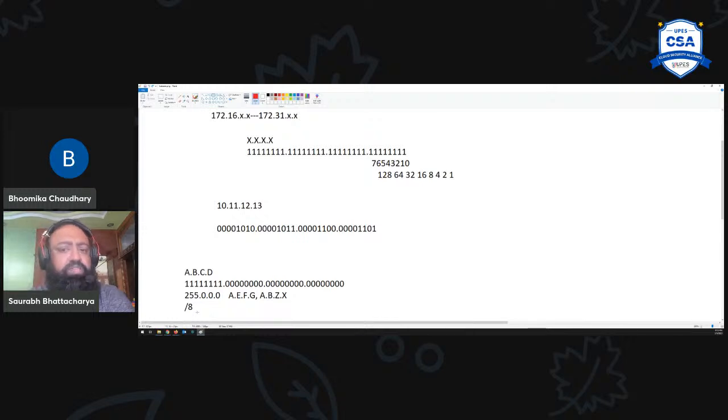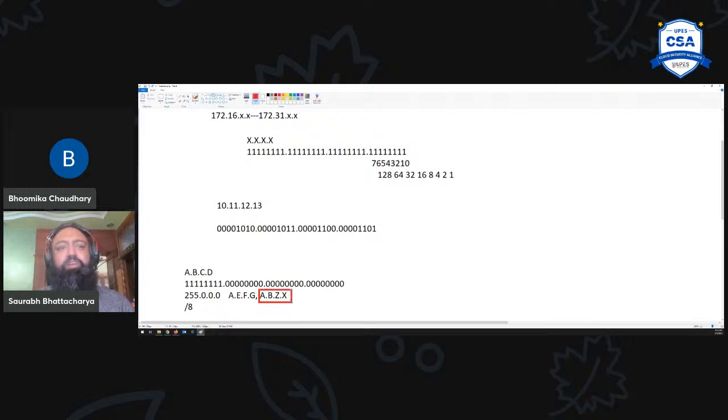Now, whenever you see a subnet mask as 255.0.0.0, what it means is the first part of the IP address, which is A in this case, will always remain constant because that is the network part. So any IP you want to use in this network, A will always be the same. The other parts can change. So A.E.F.G could be a valid IP.